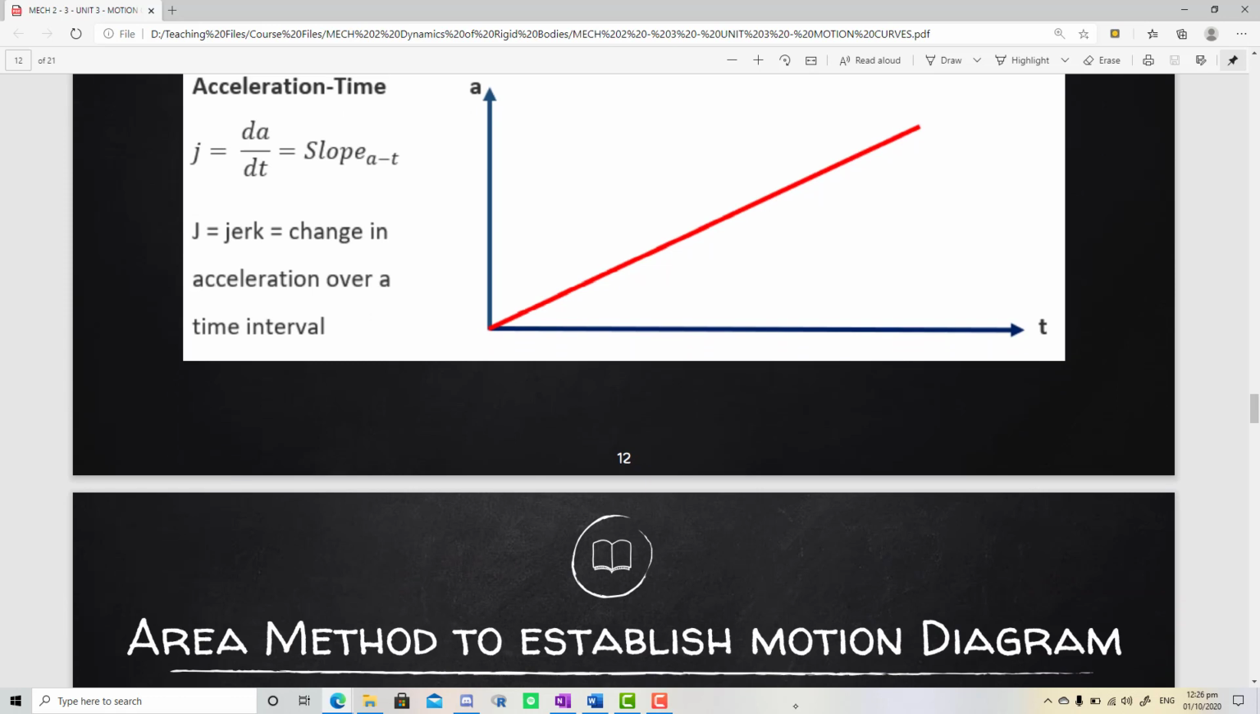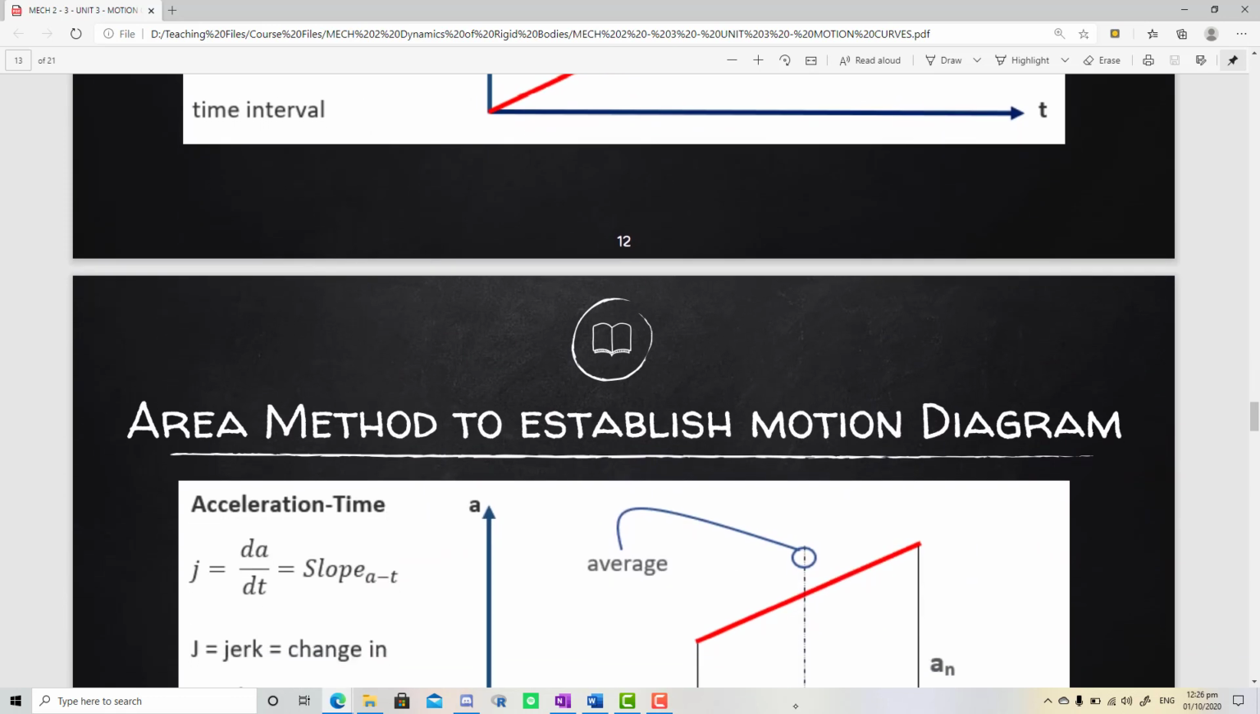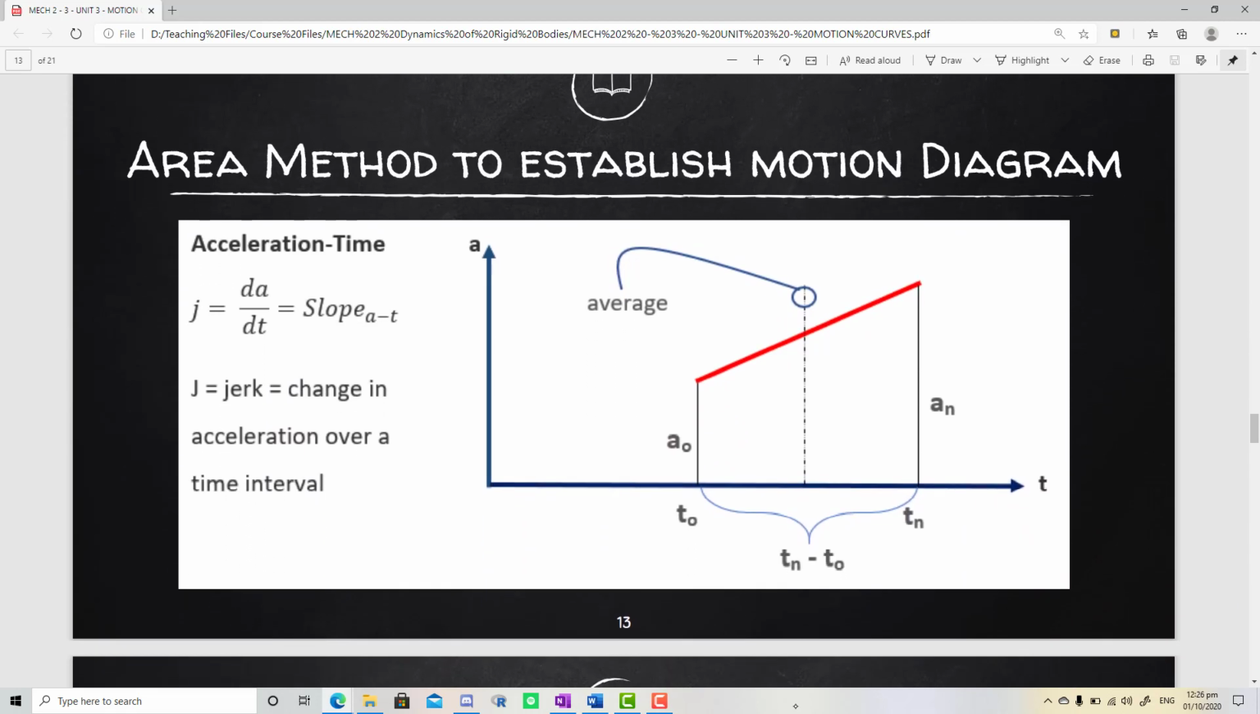Okay. So now let us move to the area method to establish motion diagrams. We have here your acceleration time. For the area method, we are going to use integration for this part, to find the curve of our velocity and position time curve.